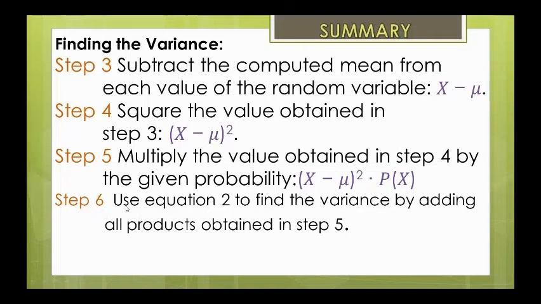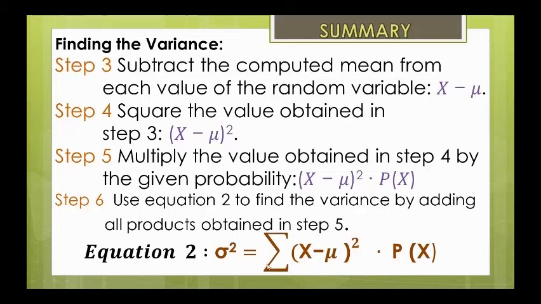And then step 6, use equation 2 to find the variance by adding all products obtained in step 5. So, lahat ng value sa sixth column natin, i-add lang natin yan to get the value of our variance. So, our equation is the summation of the x minus mean raised to 2 times p of x.